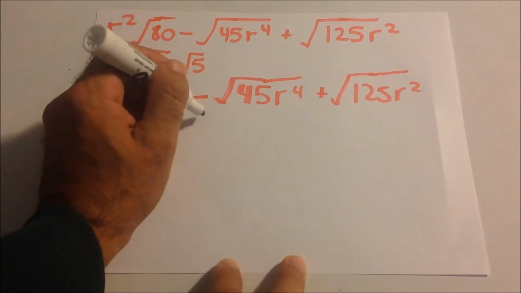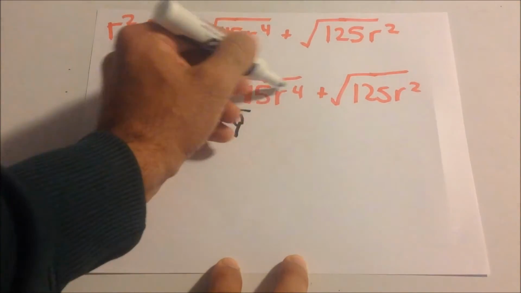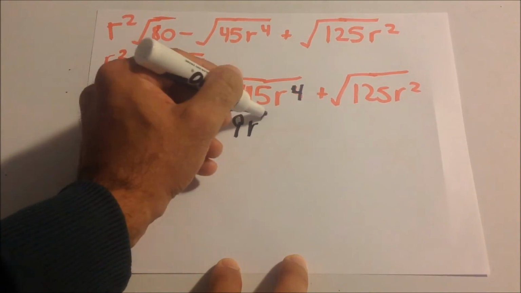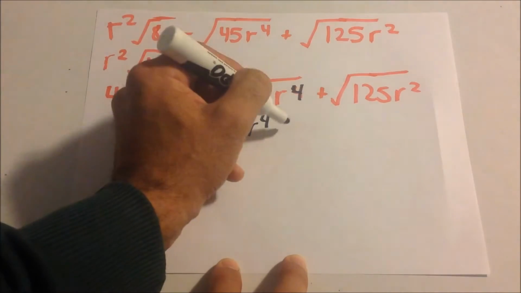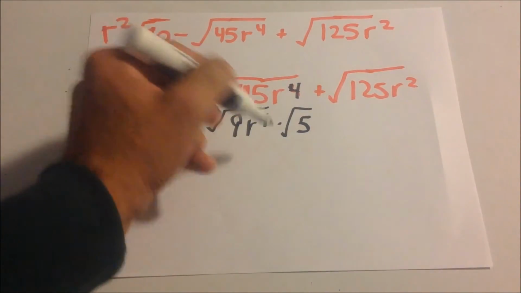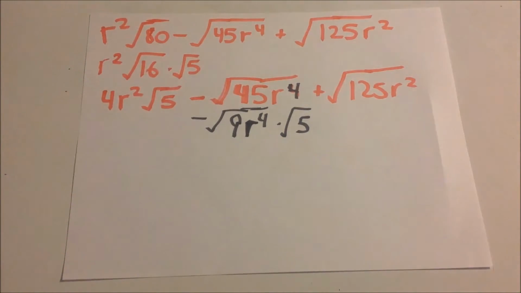With 45, we know 9 times 5 is 45, so 9 is a perfect square. So we can do the square root of 9, and r to the 4th is a perfect square too. Square root of 9, r to the 4th, they're both perfect squares, times the square root of 5. 9 times 5 is 45. R to the 4th power is a perfect square, because you get r squared. So I'll write this over here.